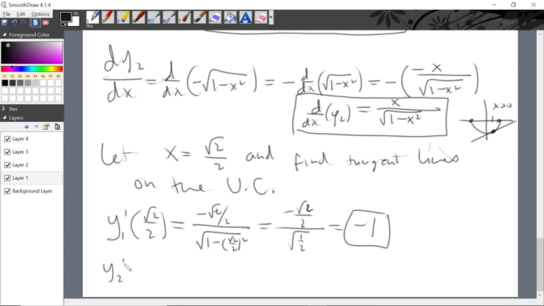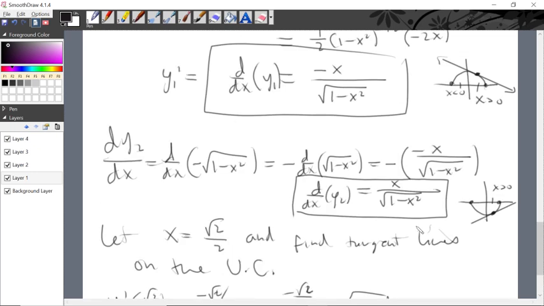Okay, so y2 prime of root 2 over 2, it's almost the same expression. It just doesn't have a negative in front of it. So we have root 2 over 2 over the square root of 1/2, and that just equals positive 1. So that does correspond to the geometry. It does make sense with respect to the geometry of the unit circle.